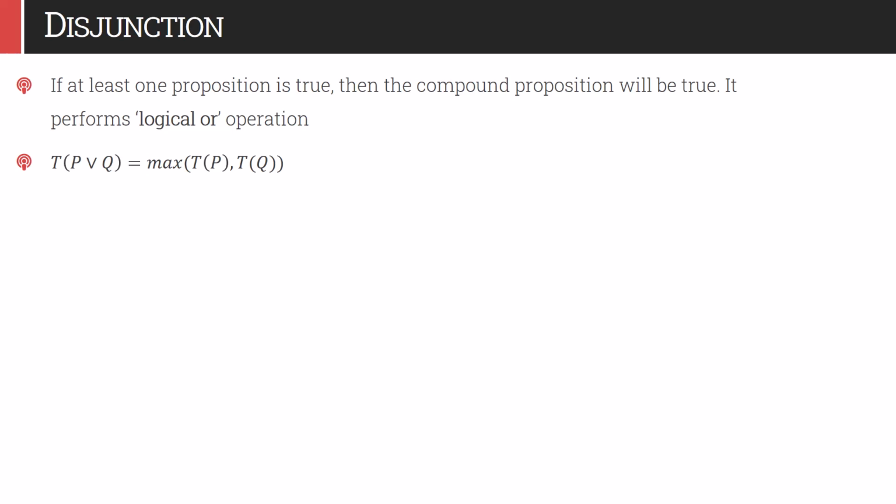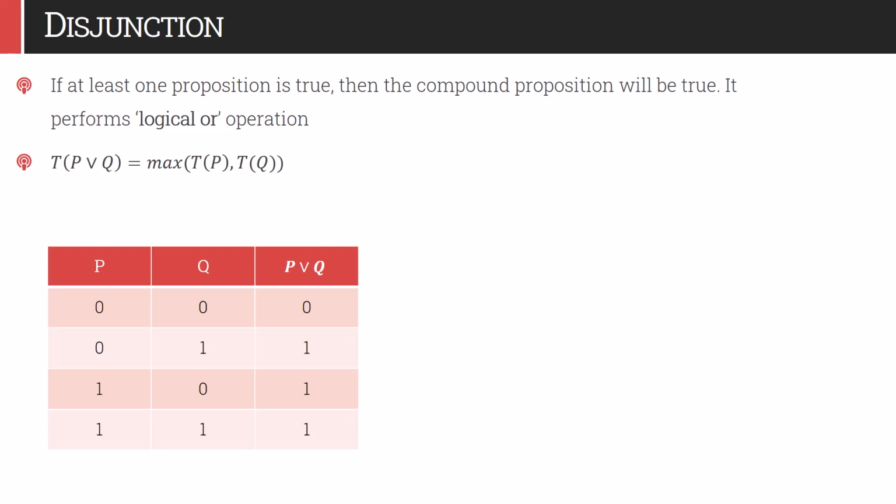So we can say that the truth value of P disjunction Q is the same as the max of the truth value of P or the truth value of Q. The truth value of P could be 0 or 1. Similarly, the truth value of Q could be 0 or 1. If any one of these is true, then the output, or the compound proposition, will have the truth value true.